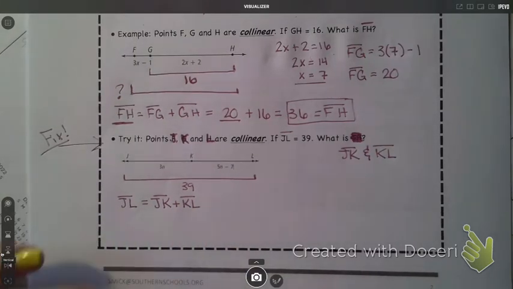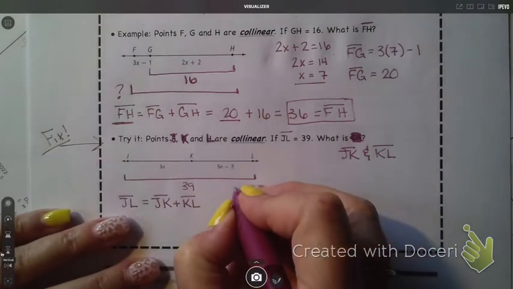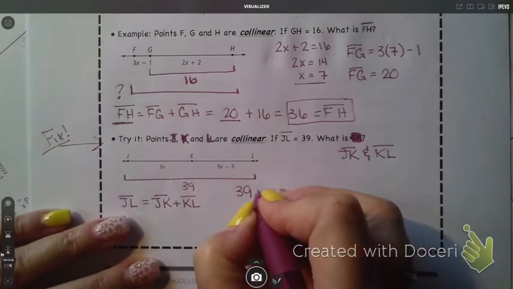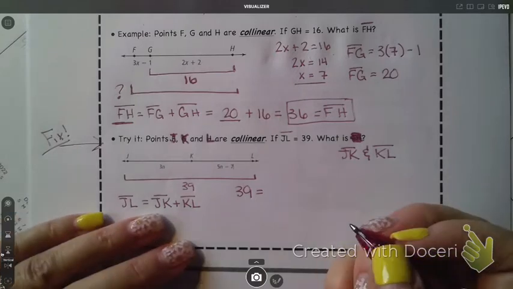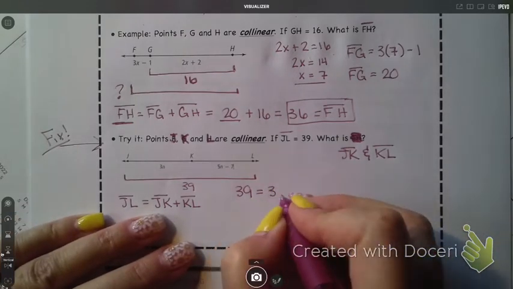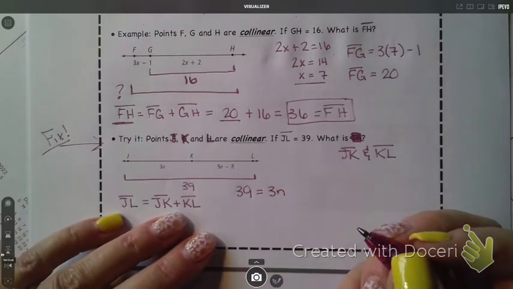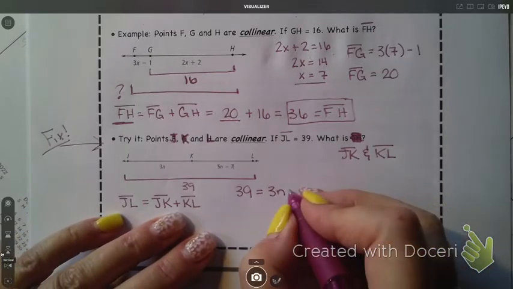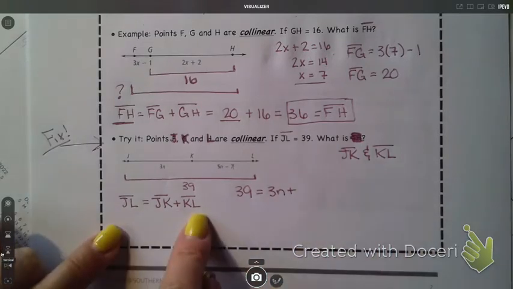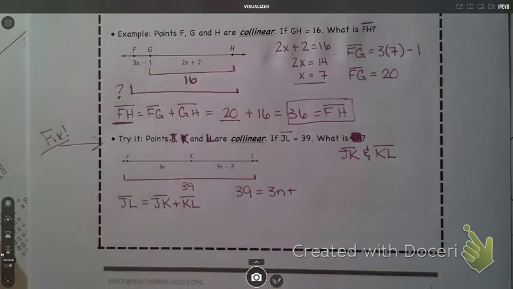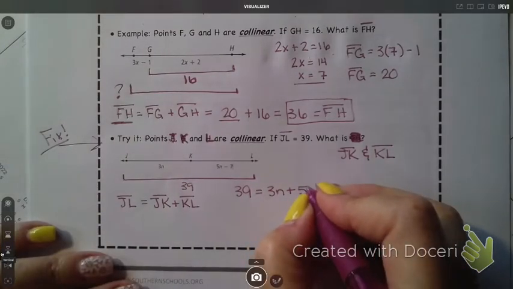Yes. Okay, so JL is 39. 39 equals, what's JK? 3n. And what math are we going to do with these two pieces? Plus. Addition. We're just filling in this equation we made with segments, yes? Now we're filling in our algebra, and then we will solve our algebra. And then plug it back in. 3n plus 5n minus 7.